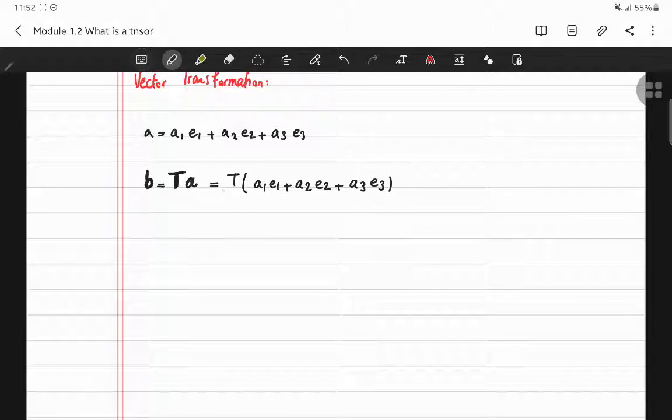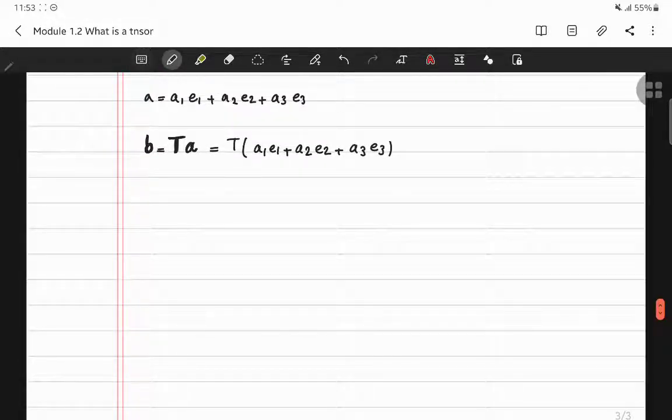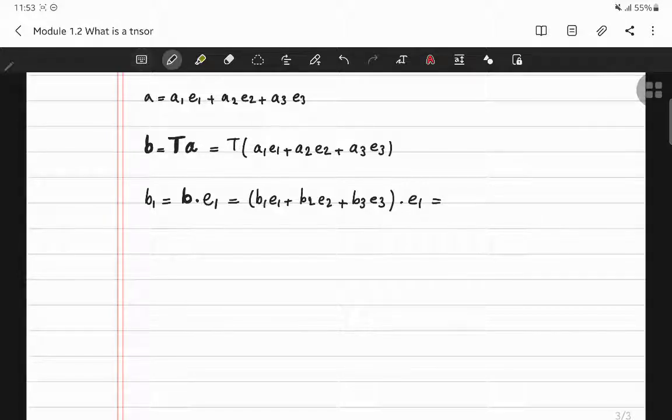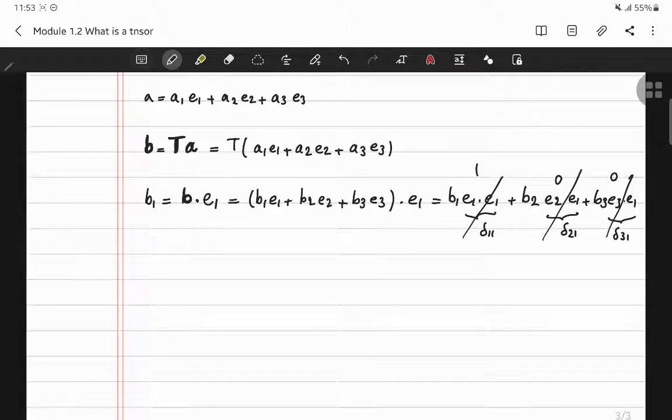So if you want to extract all the components of B, which are obviously 3, we have B1, and we say, okay, this is B dot E1. Why? Because when you say B dot E1, we have B1 E1 plus B2 E2 plus B3 E3 dot E1 here. And if you expand this, this is B1 E1 dot E1 plus B2 E2 dot E1 plus B3 E3 dot E1. This is nothing but delta 11, this is delta 21, and this is delta 31, which is of course 0, and this is 0, this is 1. So this will give you B1, your desired component.